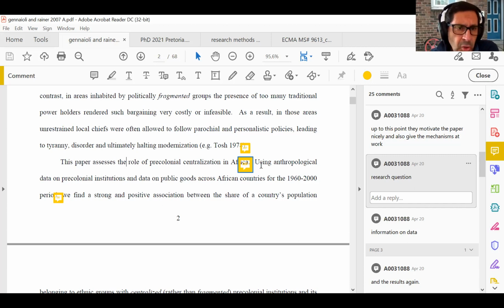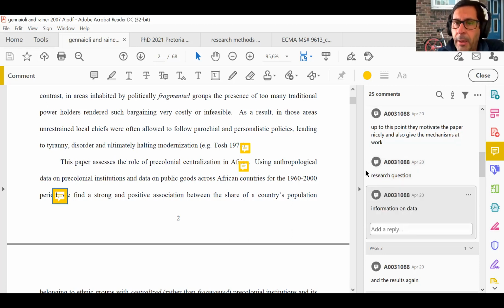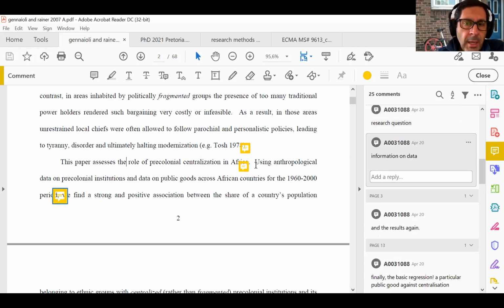And then that is the research question. The paper assesses the role of pre-colonial centralization in Africa. And how do they do that? It's what you do, how you do it, and what you find. Keep that in mind: what you do, how you do it, and what you find. And how do they do that? They use anthropological data on pre-colonial institutions and data on public goods across African countries for the 1960-2000 period.